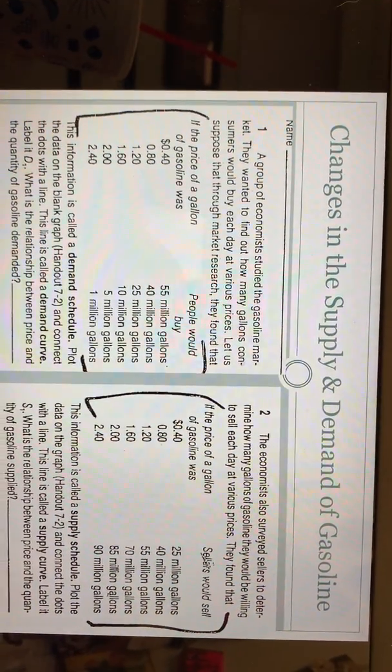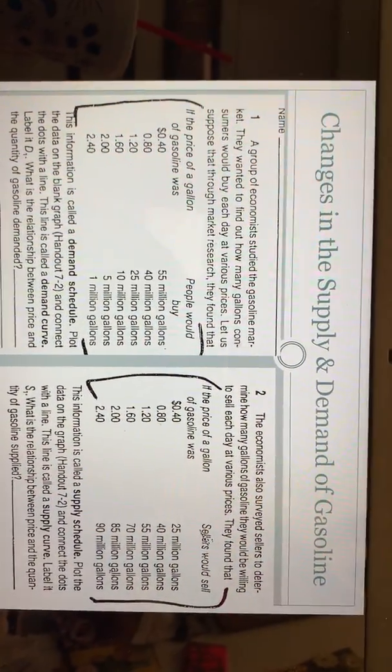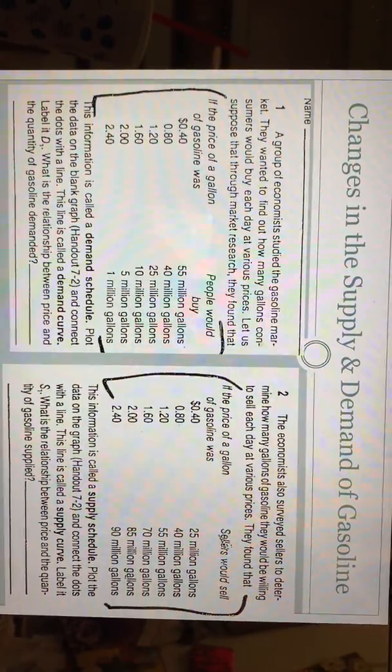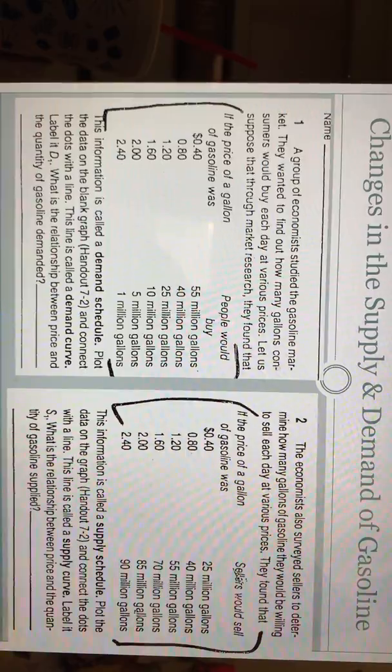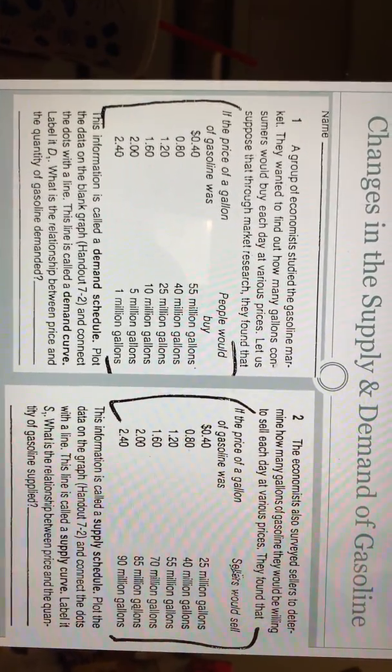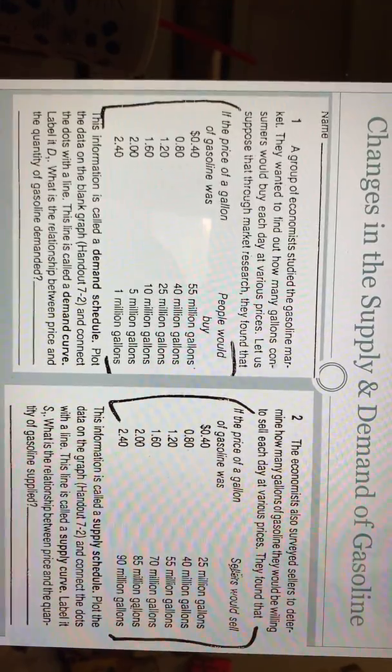So we're going to be talking about oil, or gasoline, excuse me. This is exactly what's in your packet. I've just kind of taken it in chunks. So let's look at part 1. It says a group of economists studied the gasoline market. They wanted to find out how many gallons consumers would buy each day at various prices.